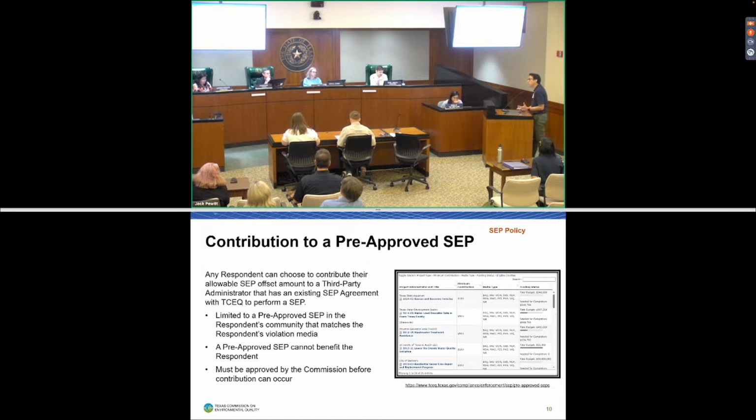To the right, you'll see an image of our website. If you follow that link, it'll show you our project administrators and title. If you click on all those specific links, you can see the description of the certain project that you select. It also shows you the funding status of each project. And we have a nifty little search engine there, and you can filter it by county or by media.